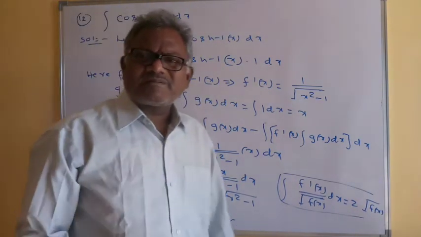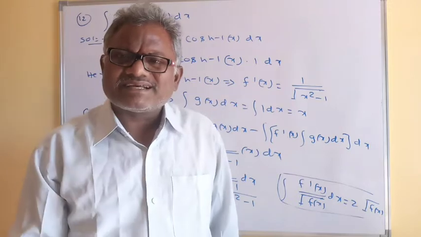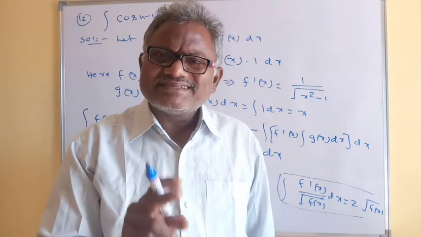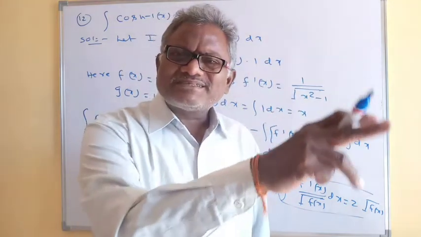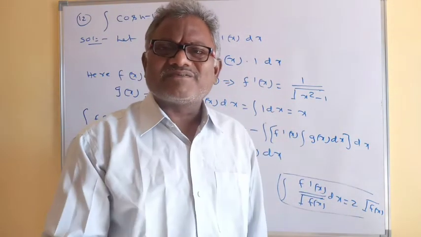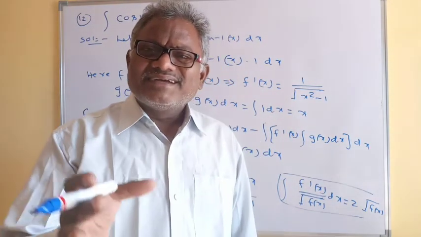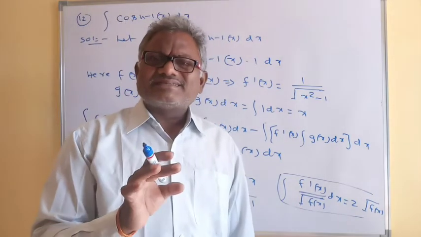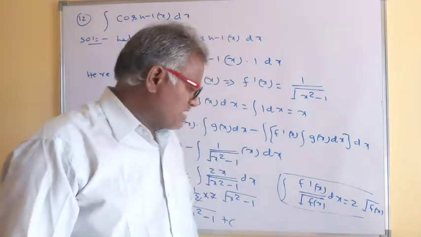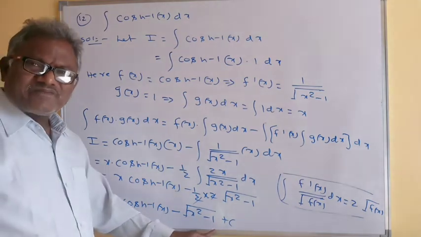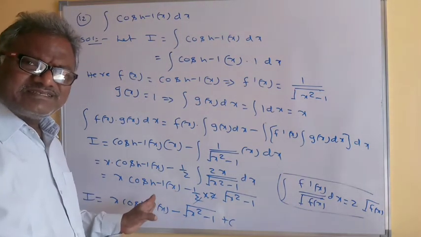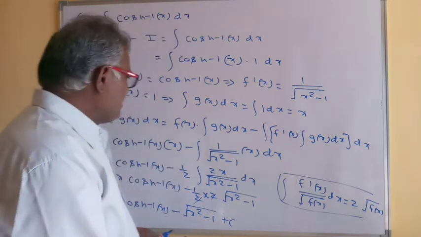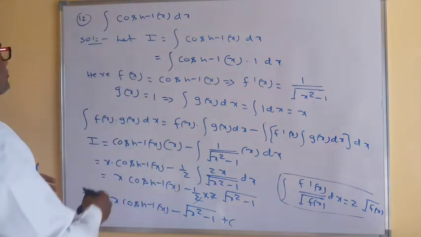In the previous one, the integral of sinh inverse x dx is equal to x into sinh inverse x minus root of x square plus 1, whereas the cosh inverse x integral value is x into cosh inverse x minus root of x square minus 1. Whenever it is cosh inverse x, you just have to write the plus. No change in this one. So, here is the 12th one.